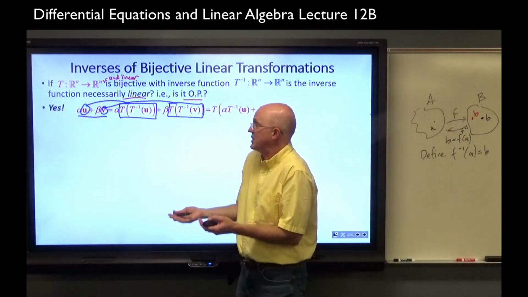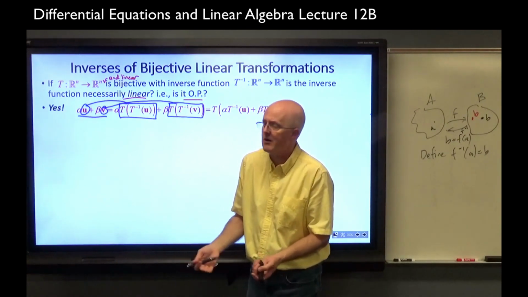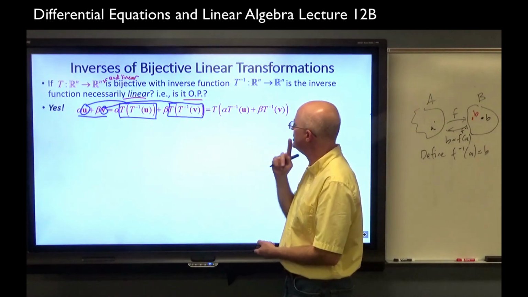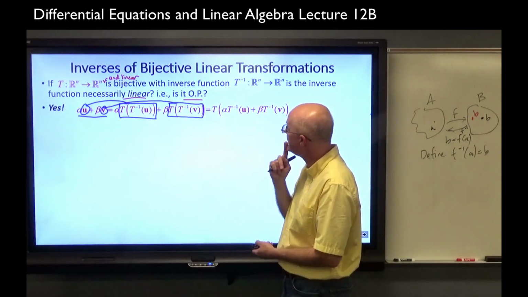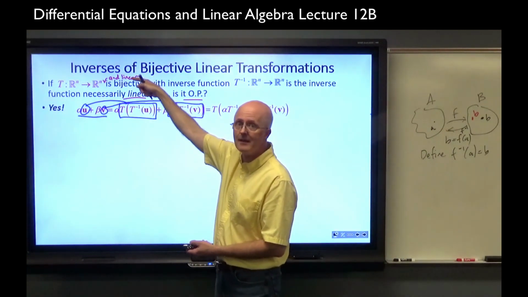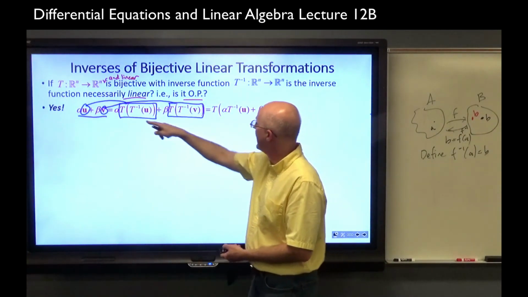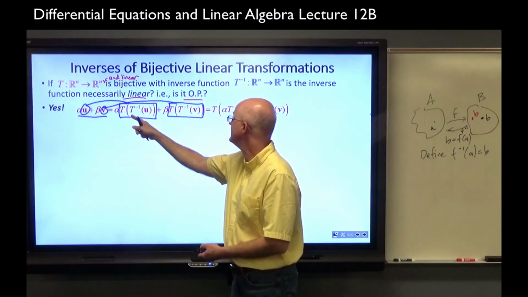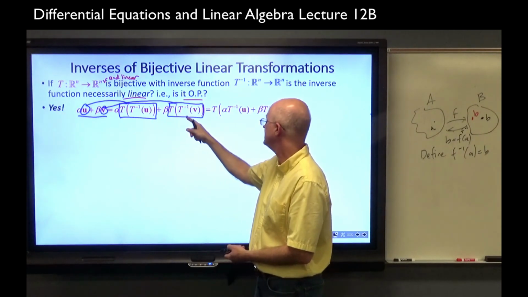But knowing that that's a good idea in the argument is the hard part. Another hard thing is the next step, to realize I should use the linearity of T. I'm assuming T is linear. I've got a linear combination of T values, T of T inverse of u and T of T inverse of v.